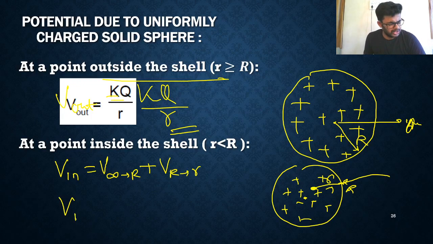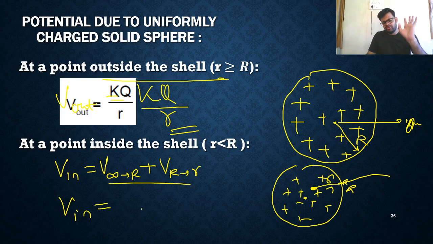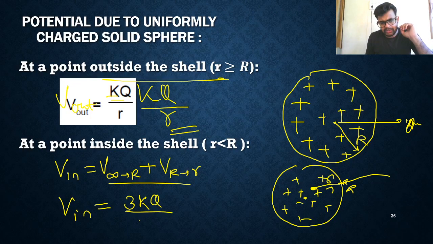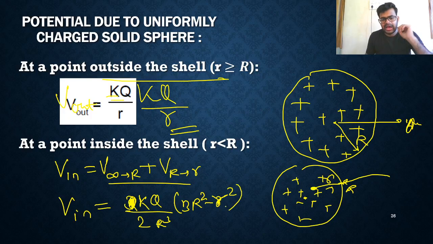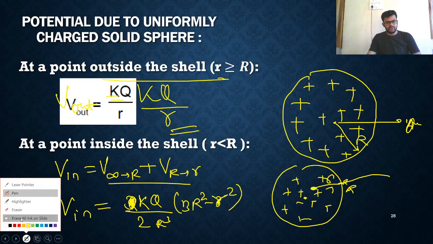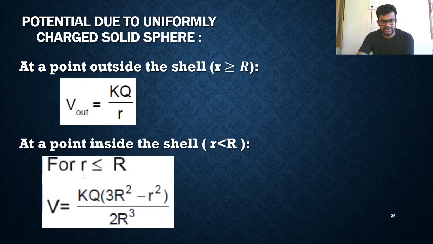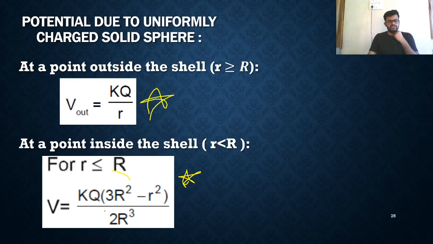So finally, the formula you need to remember, my dear friends, don't go for the derivation, just remember the formula. It is KQ divided by 2R cube, times (3R square minus r square). Capital R is the radius of the sphere and small r is the distance from the center. For any point inside the solid sphere, use this formula. This is for outside and this is for inside.